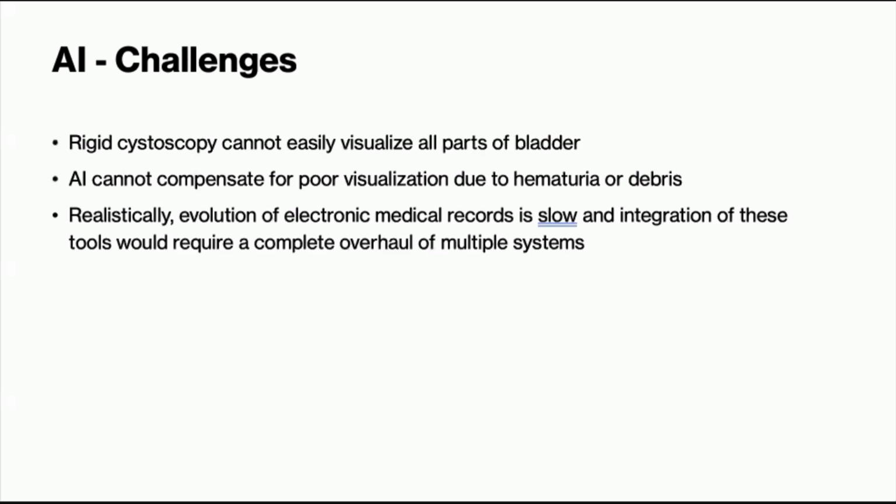But AI still has its challenges. So to map a bladder, you need to be able to see all of it. And rigid cystoscopy cannot necessarily visualize all parts of your bladder very easily. However, you could argue that that's the same when you're doing a TURBT anyways. Sometimes it can be quite challenging to reach those parts of the bladder. If you have poor visualization, lots of hematuria or debris, AI can't compensate for that, and it would likely scatter the image and make it very difficult for any evaluation under AI guidance.